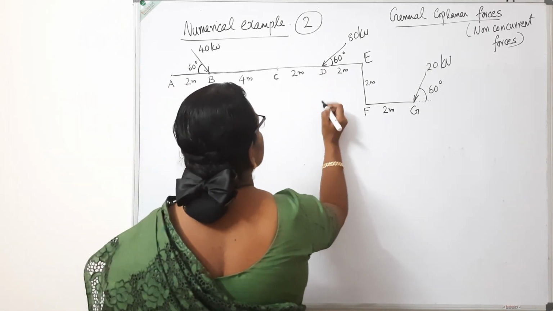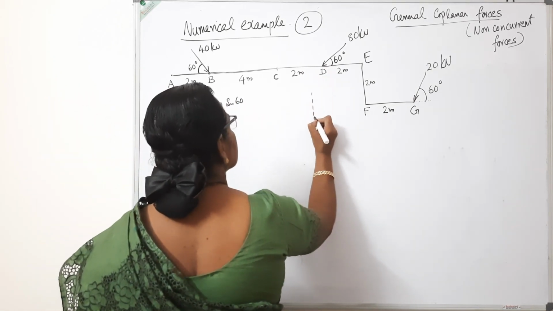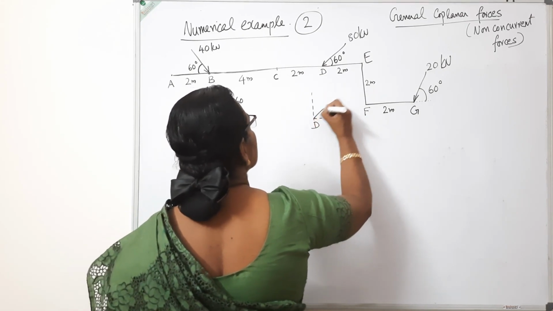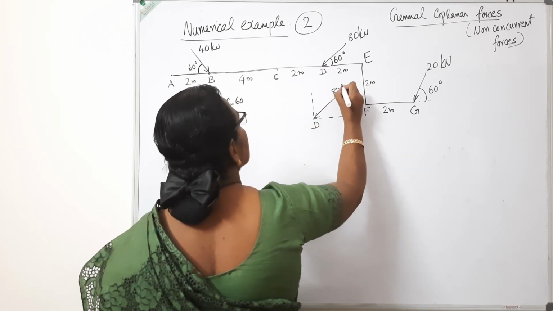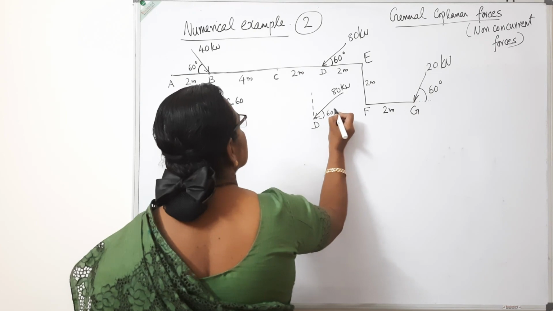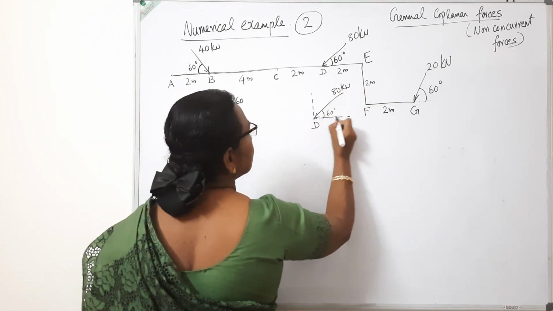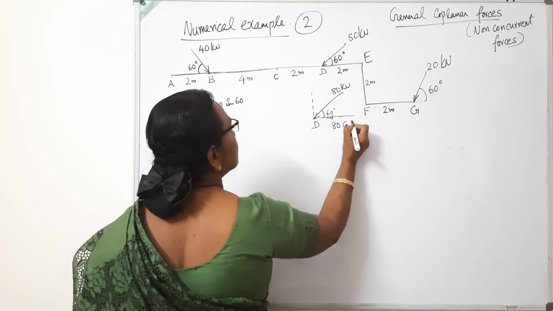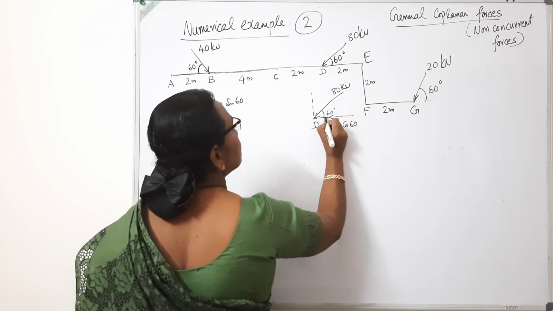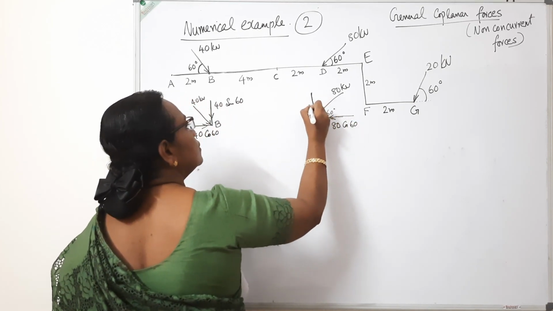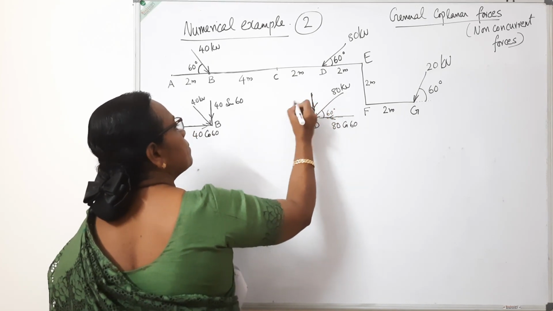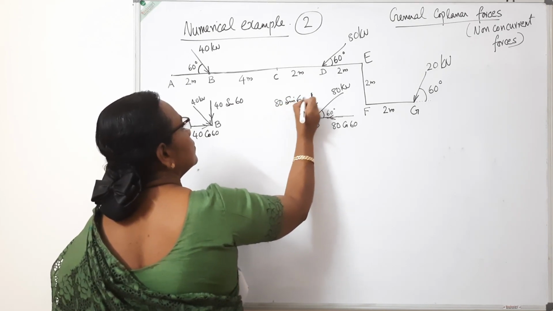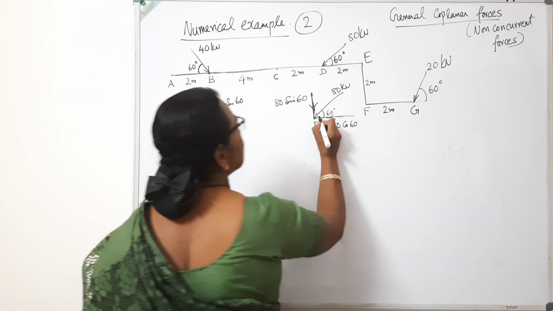Similarly at point D, a force of 80 kilonewton at 60 degrees acting towards D. So the components will be towards D, 80 cos 60, and this will also be towards, 80 sin 60. These things are now very much familiar to you.